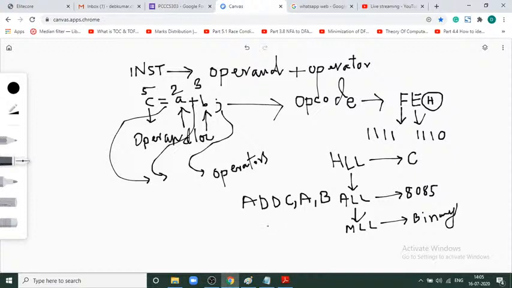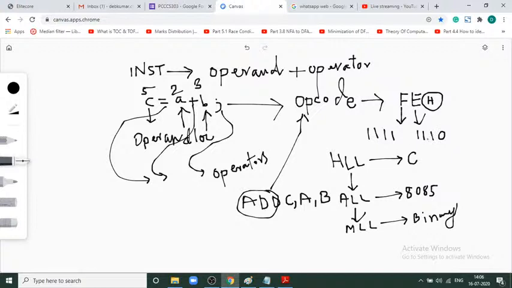So add is basically the instruction. To represent this add instruction, we require an opcode or operational code. Let me assume the opcode for add is FE, which is represented in hexadecimal number. The corresponding binary number of that is this, which is understandable by the machine.